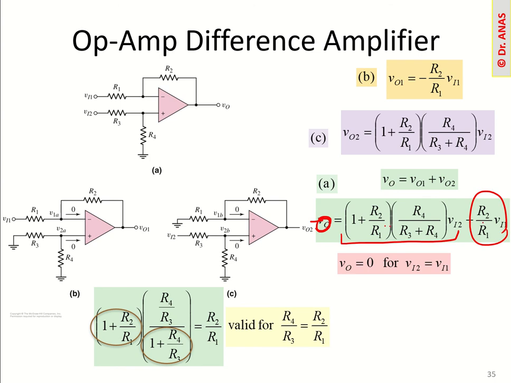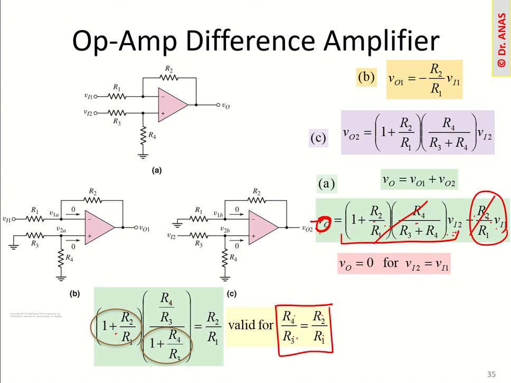Now to make these two terms equal, the ratio R4 over R3 should be equal to R2 over R1. If these two ratios are met, then this term will be equal to this term, and only in that case we could have this relationship that they are both the same and their difference is 0.